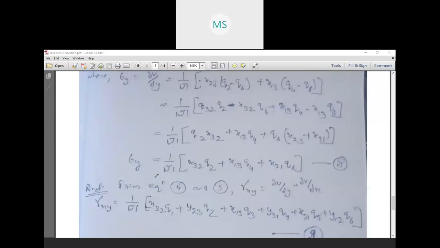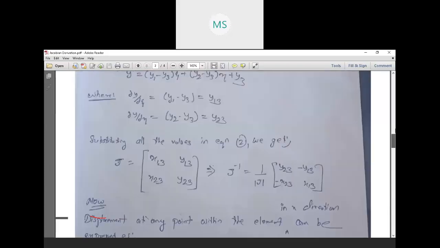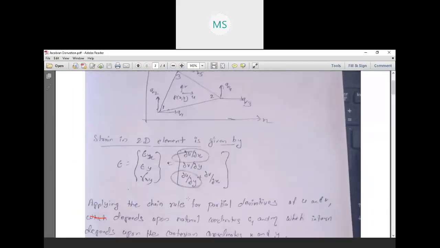But what about the shear strain, that is gamma xy? If you remember, gamma value is del u by del y plus del v by del x. Now remember this, I got the value for del u by del x and del v by del y. Now what I want is del u by del y and del v by del x. So how to get those values?